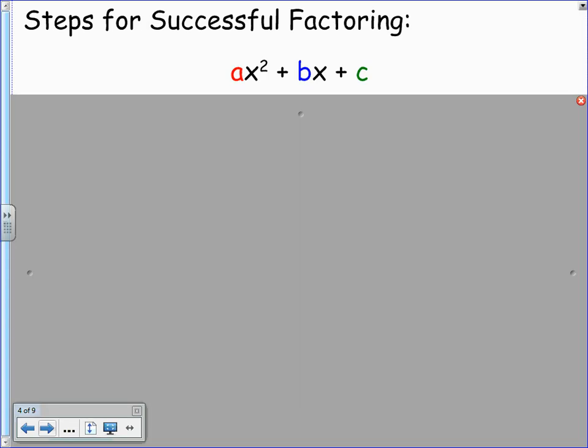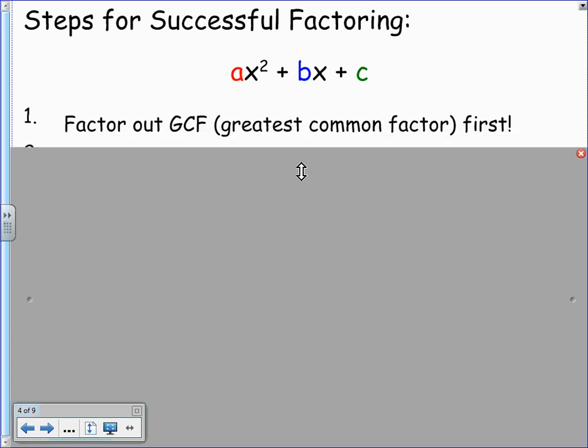First, we'll list some steps for successful factoring if we're in the form ax squared plus bx plus c. This is a trinomial because it has three different terms, ax squared, bx, and c. It's also the standard form for a quadratic function. The first step to successful factoring is factor out a greatest common factor first, if possible. Not all trinomials will have a greatest common factor, but if they do, you should take it out first.